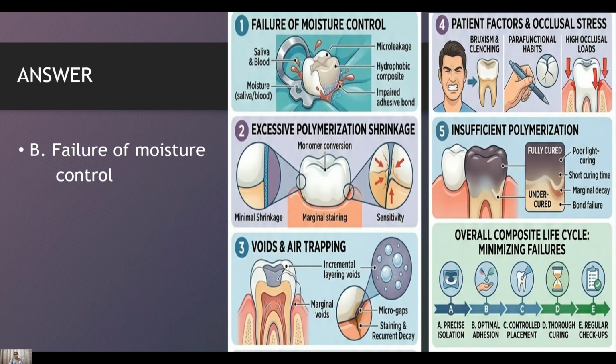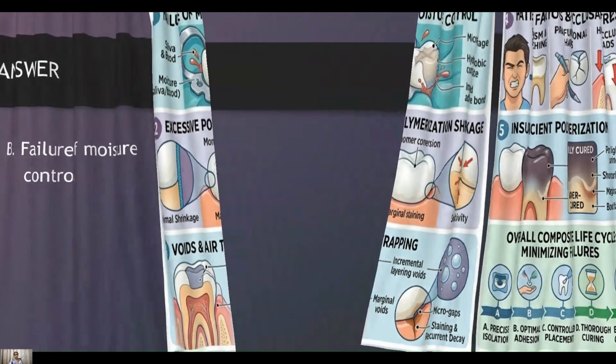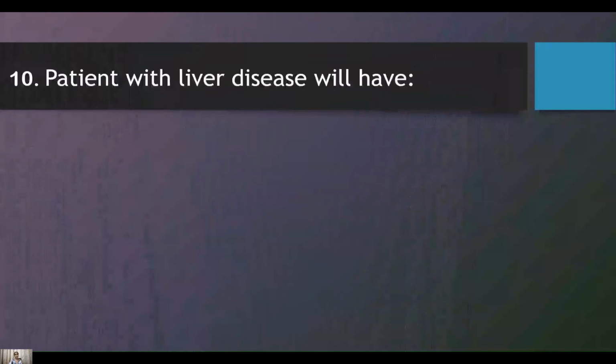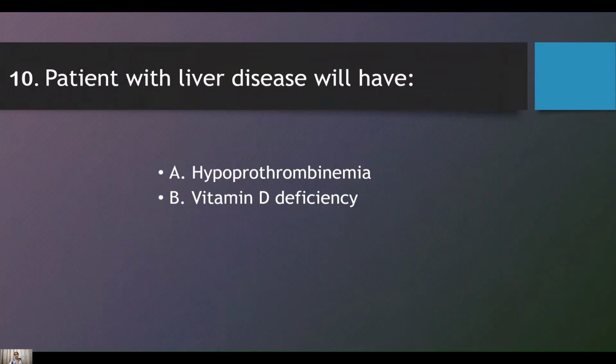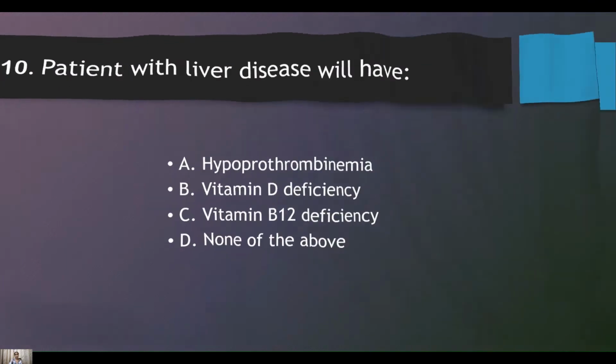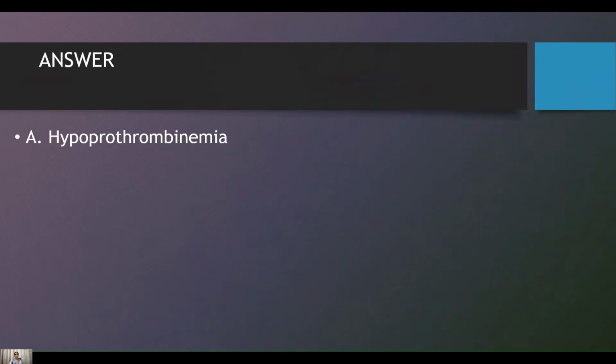So let's tackle our final question for today. A patient with liver disease will typically present with which of the following? A. Hyperproteinemia. B. Vitamin D deficiency. C. Vitamin B12 deficiency. D. None of the above. So the correct clinical answer is A.